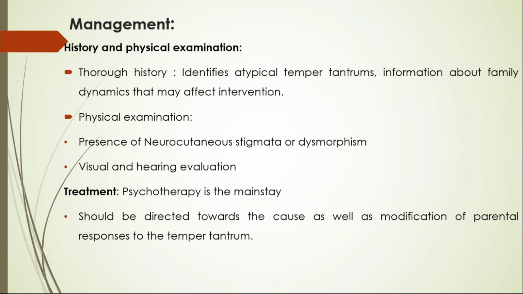Okay. And look for any neurocutaneous marker or a problem in the CNS examination. Look for dysmorphism. Look for any visual or hearing problem. Maybe the child has a visual or hearing deficit. That is why he throws a tantrum. So look for all organic causes. So again, in all these developmental disorders, look for organic cause. And only when you don't find it, then you label it as a temper tantrum or a behavioral disorder.